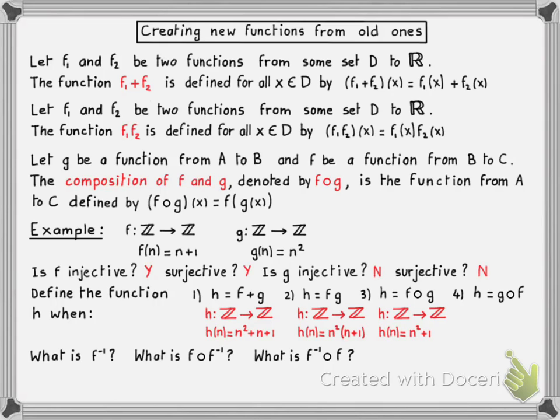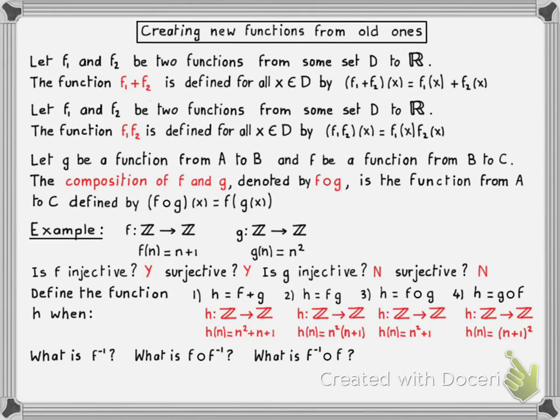Finally, in the fourth example, we must first apply f, and then apply g to the result. So given n, f of n is n plus 1, then we feed n plus 1 to the g function, which will square it. In other words, h of n is n plus 1 squared.